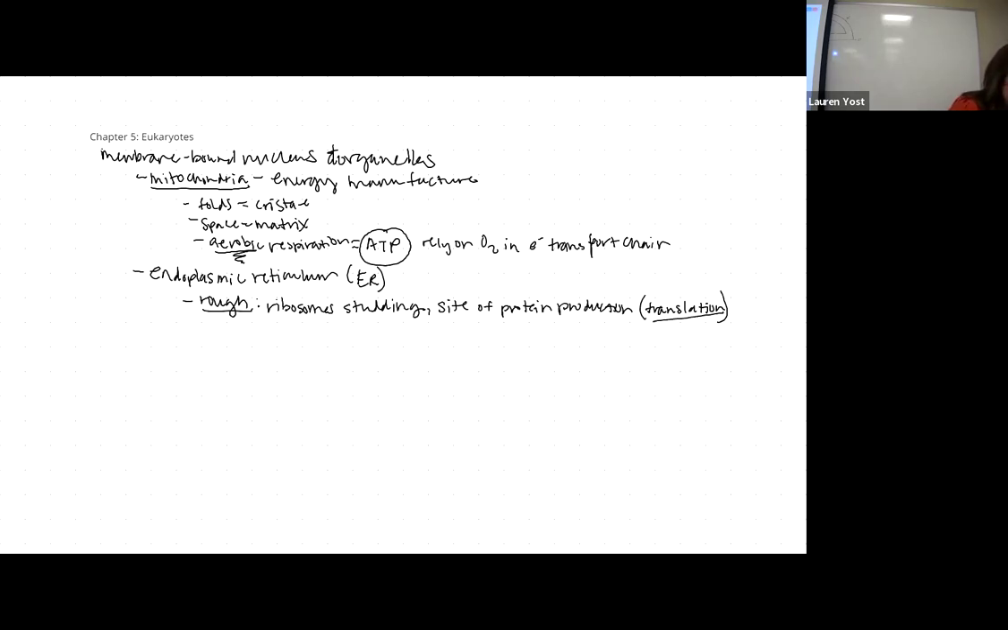Okay, and then the smooth ER. The reason it's smooth is because it lacks the ribosomes, of course. And this is where we're going to have protein modification, adding on groups to the proteins, lipid production, stuff like that.